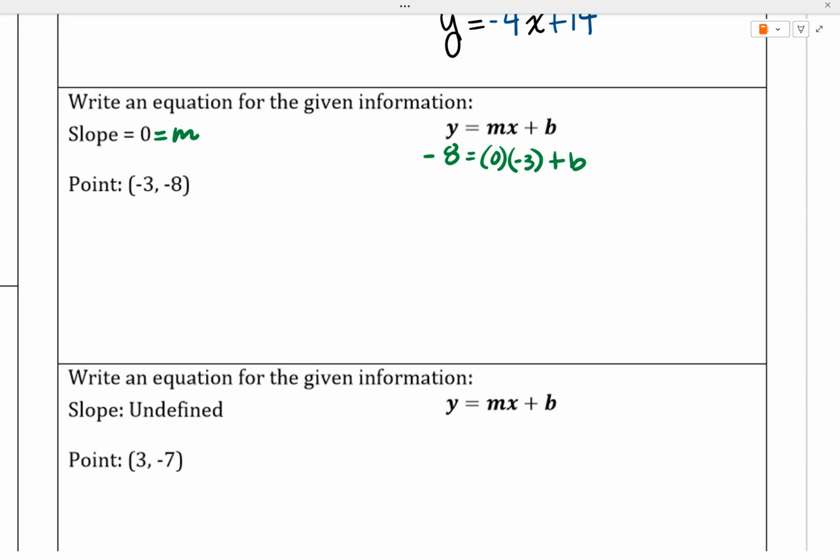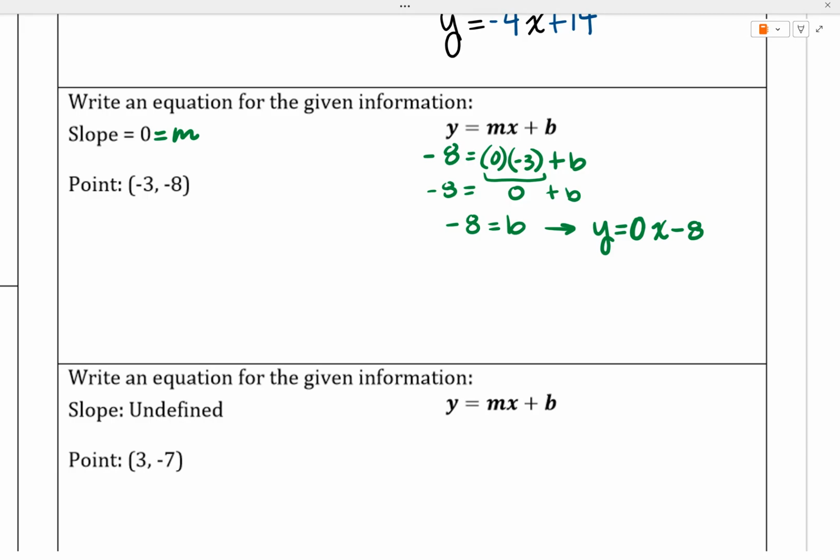Well, 0 times anything is going to turn into 0. So this just turns into 0 here, plus b equals -8. And adding 0 doesn't change anything, so b is -8. So our equation could say y equals m, which is 0, x, and then b is -8 here. But again, this is kind of a special case.